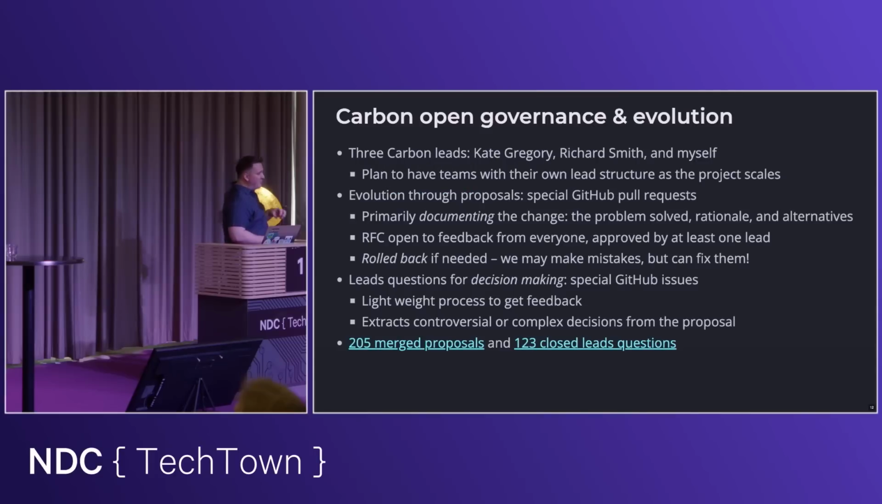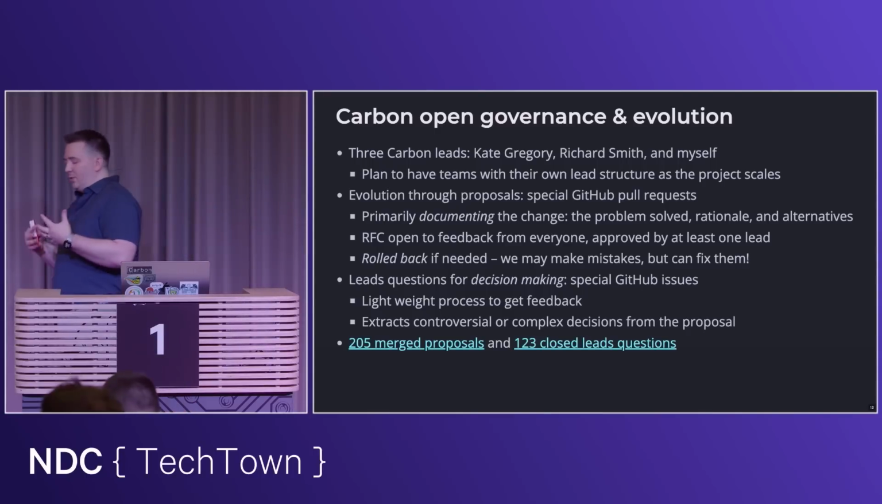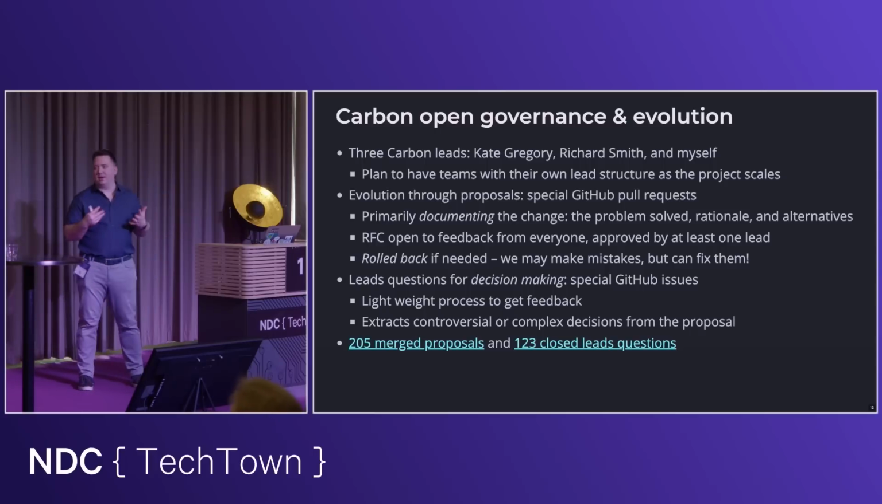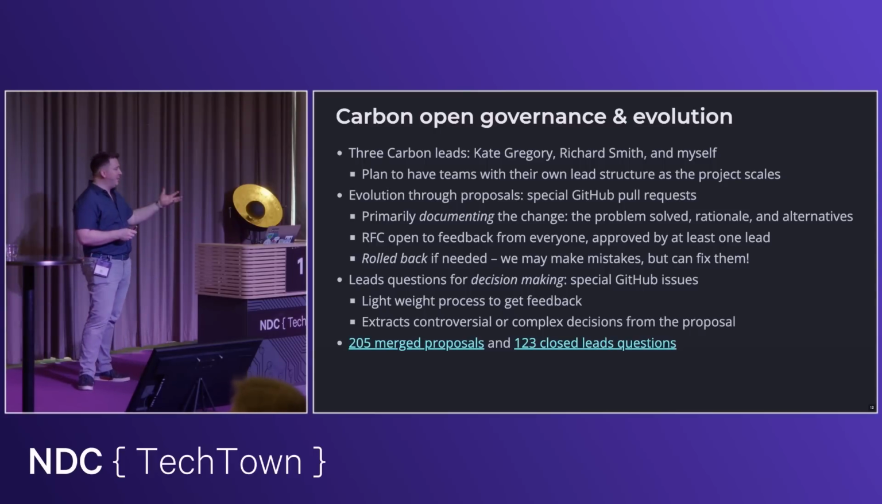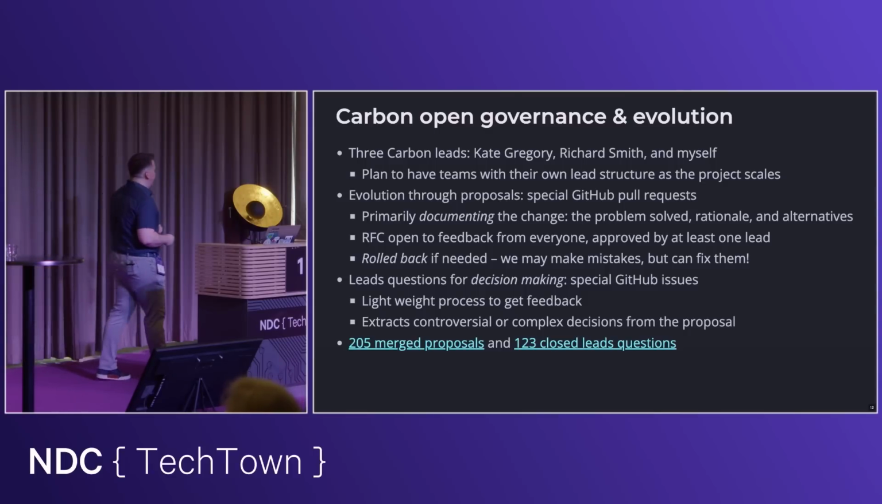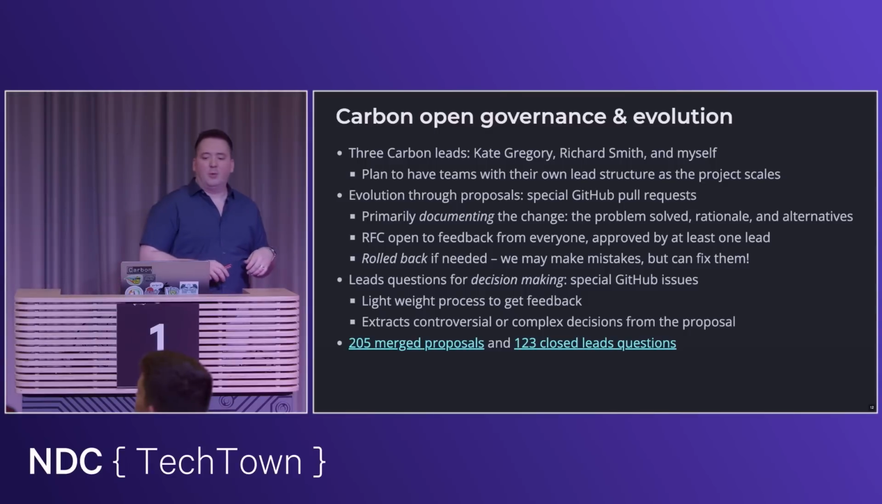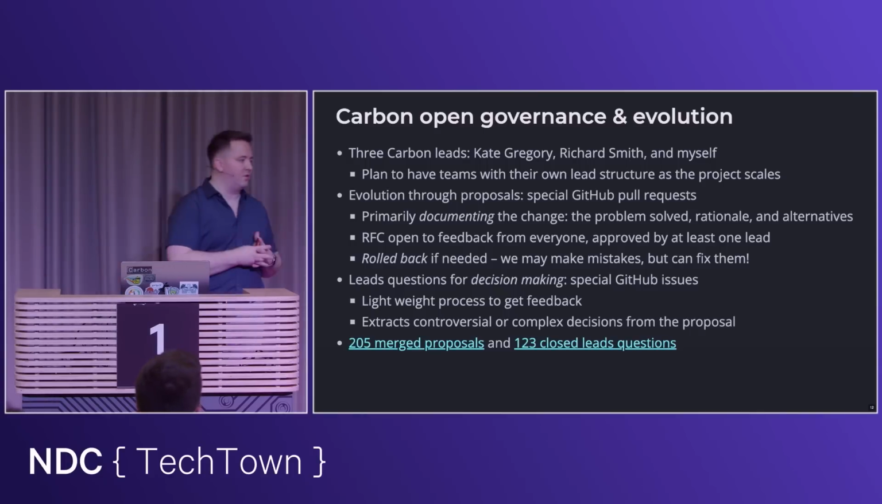In fact, one of our more interesting processes is around governance and evolution. This was probably the first challenge we really set out to overcome with Carbon. And I think we have a really nice, at least for us, governance and evolution process. So we have 3 Carbon leads: Kate Gregory, who just gave a talk and is giving another talk tomorrow, Richard Smith, and myself. We plan to expand this with teams and have a nice sharding function as the project grows, but right now it's just the 3 leads making decisions.